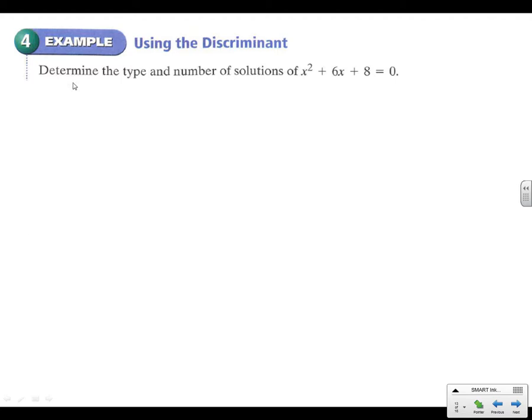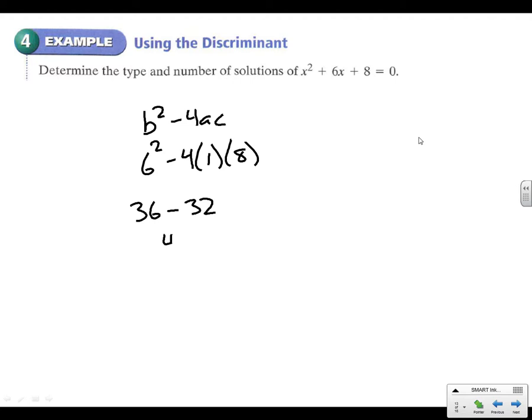All right, so let's figure out the type and number of solutions to these. On this one, we can go straight to the discriminant. The discriminant is b squared minus 4ac. So 6 squared minus 4 times 1 times 8. Let's see what we get. 36 minus 4 times 8, which is 32. So we've got an answer of 4. That's positive, so we have 2 real solutions. And that's our answer.